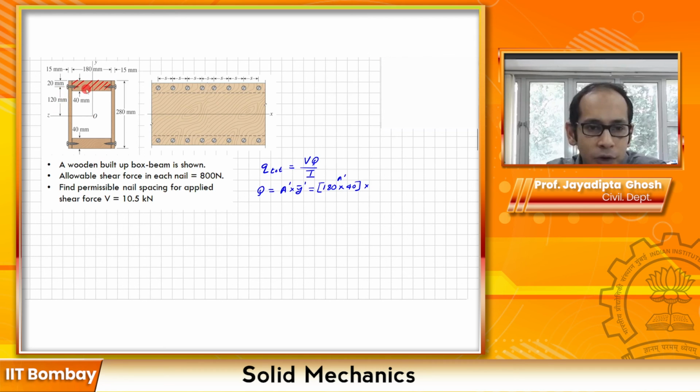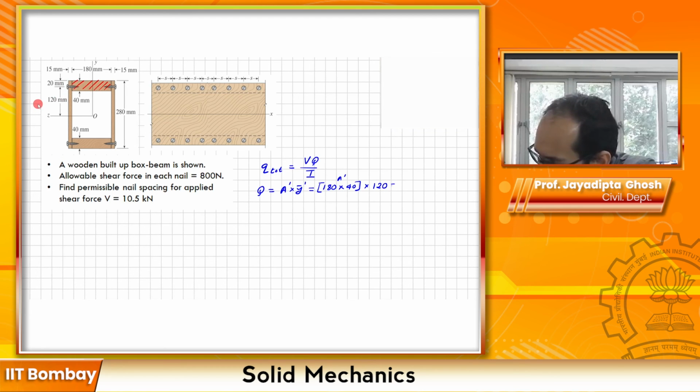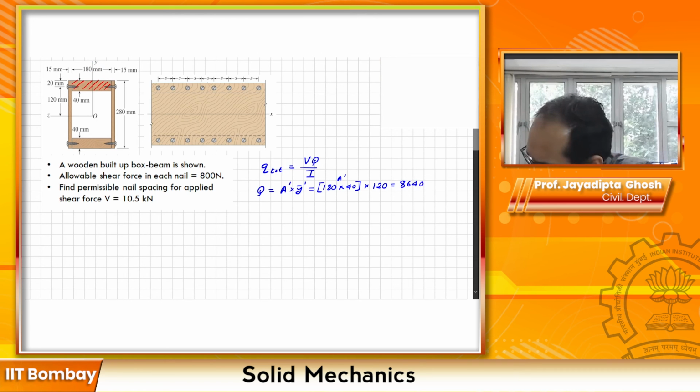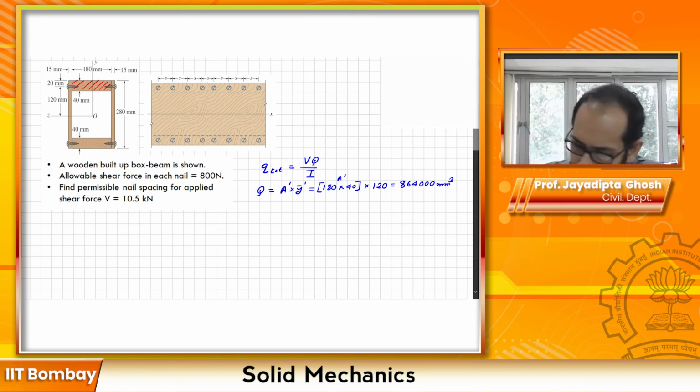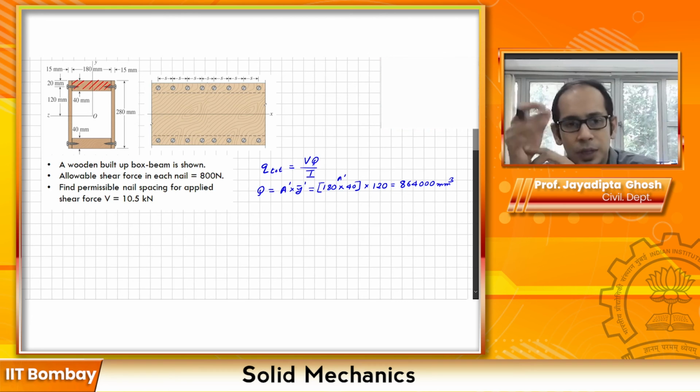The total board is 40. So up to this central line, you see it is given as 120 mm. So it is going to be times 120. If you plug in the numbers in your calculator, you will get 864,000 mm cubed. Remember, the unit of Q is length cubed.